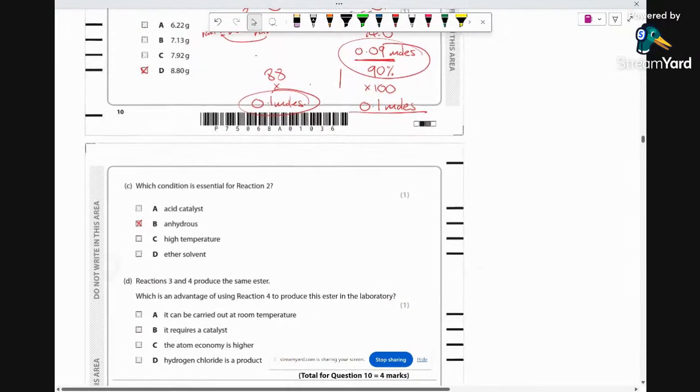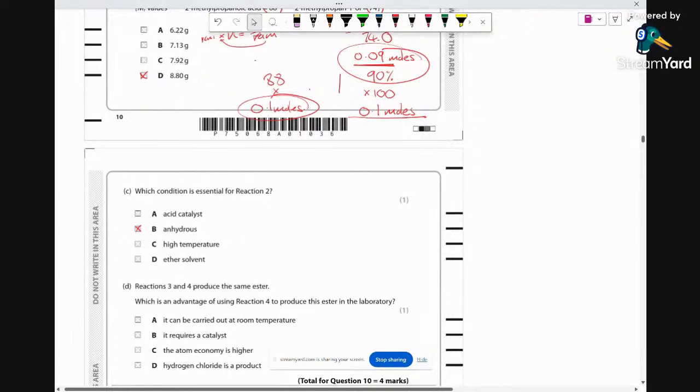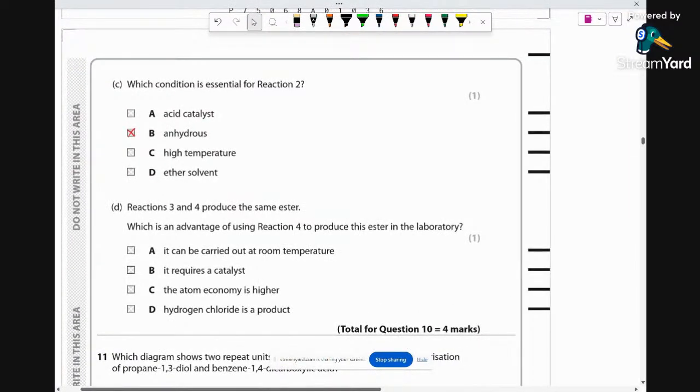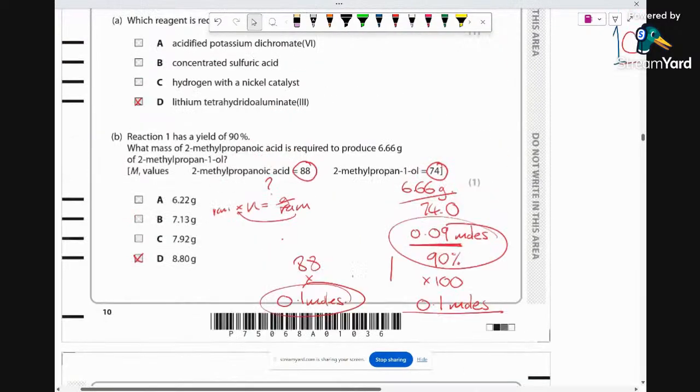Reacts violently with water to form HCl, by the way, and phosphoric acid, probably. I ought to know that one, actually. I could write the equation, but I don't want to get too lost in that. Reaction 3 and 4 produces the same ester. Yes, they do.